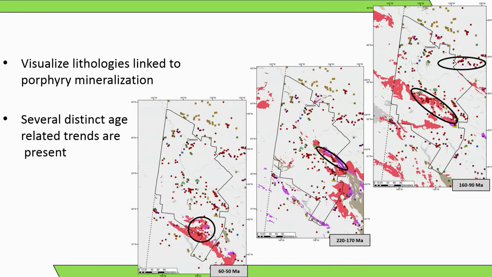And again, just to reiterate, we can associate this with different time frames. So here we would have multiple different time frames that we would group into and separate from other known porphyry projects.